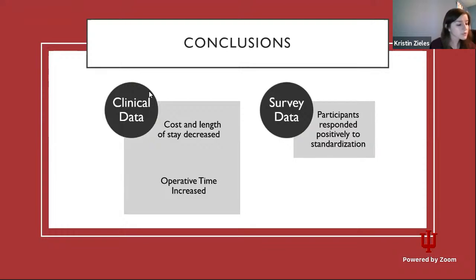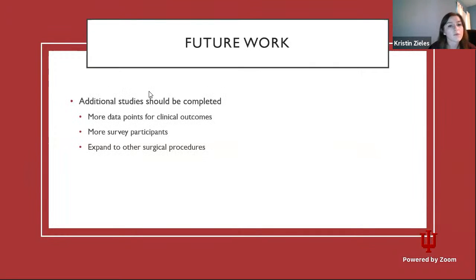So in conclusion, the study shows that standardization of shunt surgery in pediatric neurosurgery improved cost and length of stay, but operative time was increased in the post-standardization period. The survey data does show that providers have a positive attitude towards standardization. For future work, there should be additional studies to analyze these more in depth.